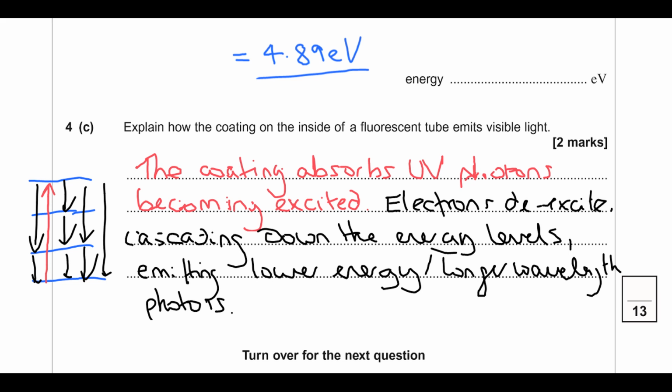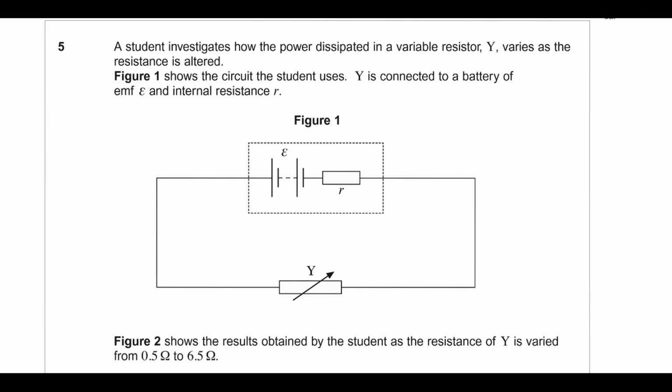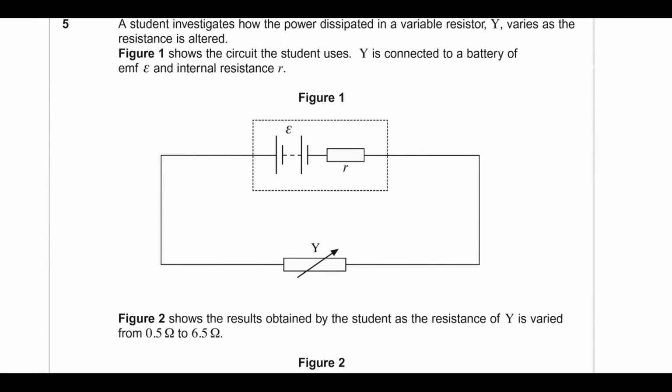Let's move on to some circuitry. Okay, so we've got a student investigates how the power dissipated in variable resistor Y varies as resistance is altered. This is actually a really interesting investigation to do, especially for those of you who enjoy your further maths, because you can actually derive the graph that's produced here by doing a bit of differentiation by parts, which is always fun, but I digress. Let's stay focused. So we've got the circuit they're going to use. We've got the EMF, the internal resistance, and your variable resistance.